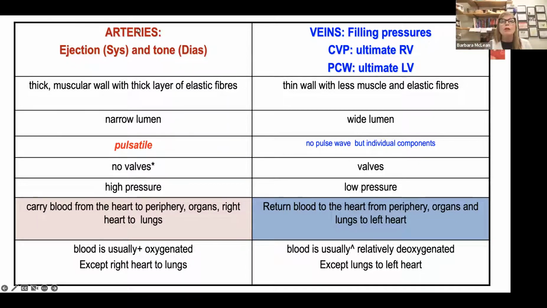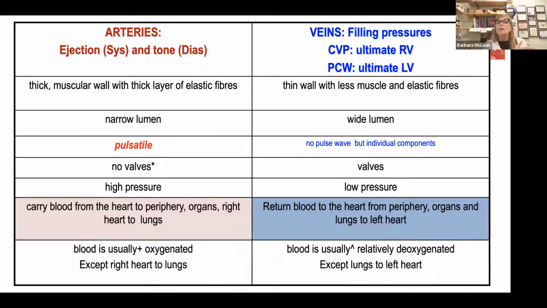So I'm looking at the arteries and I'm going to evaluate ejection by the systolic pressure. Systolic pressure in the systemic artery reflects LV ejection. Systolic pressure in the pulmonary artery reflects RV ejection, and they are not the same. Then we talk about the tone of the artery, and that is evaluated by the diastolic pressure.